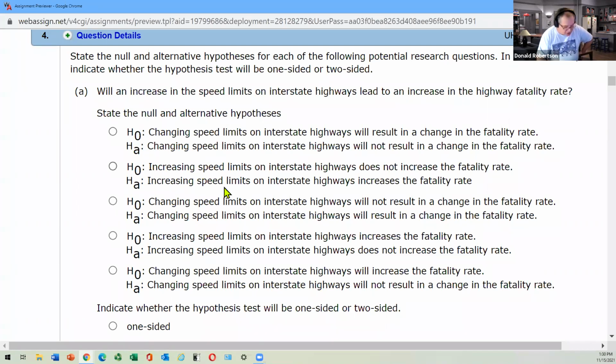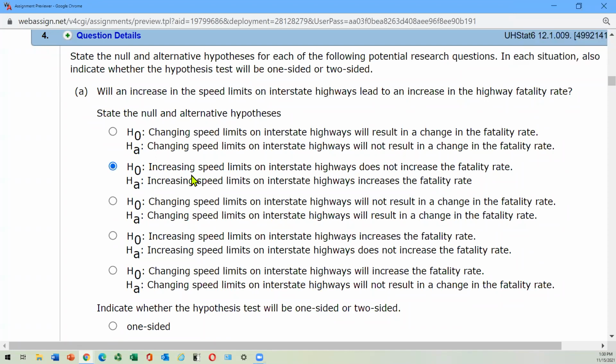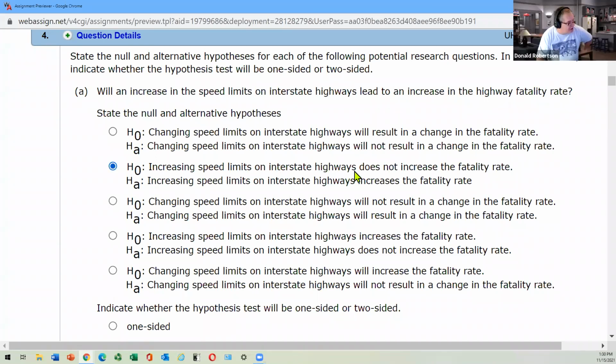So the null hypothesis would be no effect, right? Increasing the speed doesn't increase fatality rate. Increasing speed limits on interstate highway does not increase fatality rate. Now what's the alternate? Well, this person thinks that it's going to make it worse, right? Increasing speed limits increases the fatality rate.